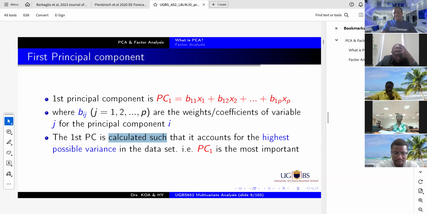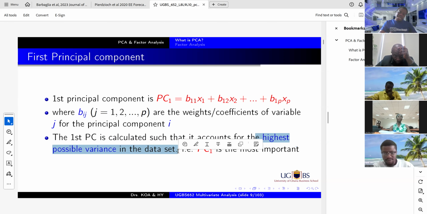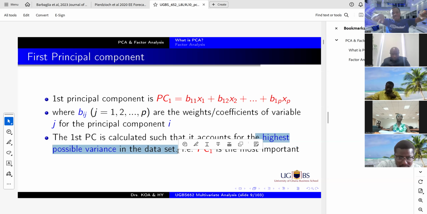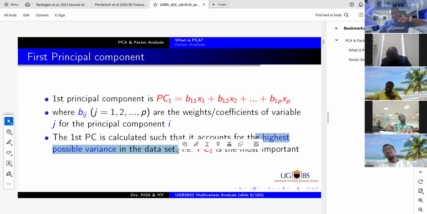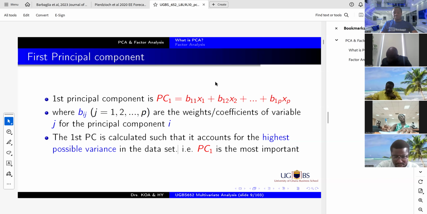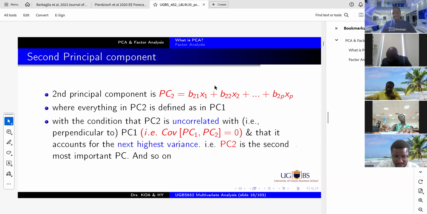So that is it. The first principal component is calculated in such a way that it creates the highest possible variability in the data set. The first principal component explains a greater percentage of the variability. Write it down: a greater percentage of the variability in the data set. It's examinable. That first principal component creates the highest possible variability in the data set. It is the most important.